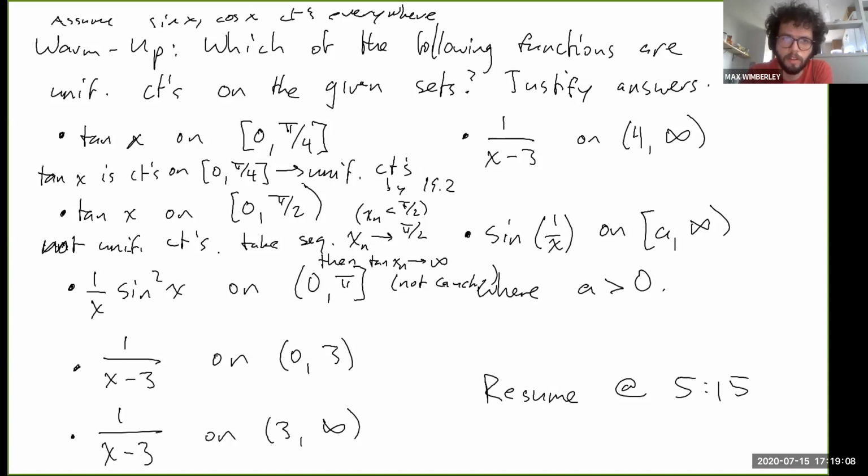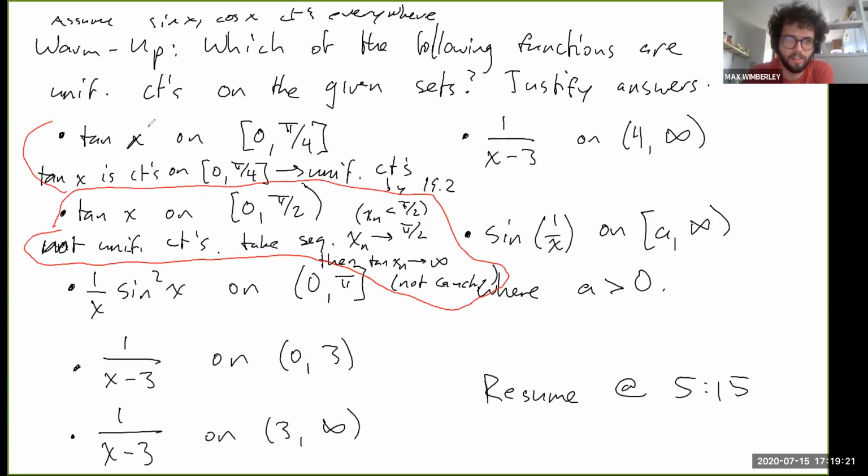Sorry, it's getting a little bit cluttered. Let me switch colors or something. So this is one thing, and then this is another thing. Okay, I'll keep writing in red. So, 1 over x sine squared of x. This one is uniformly continuous.